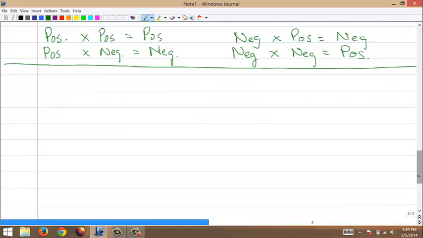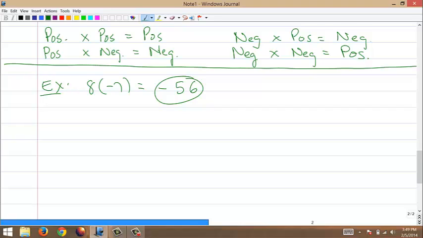So, for example, if I had a problem like 8 times negative 7, then what I want to do is just multiply the numbers like normal. So 8 times 7 is, of course, 56. And then to determine the sign, since I'm doing a positive times a negative, I know my answer should be negative in that case. So I end up with negative 56.